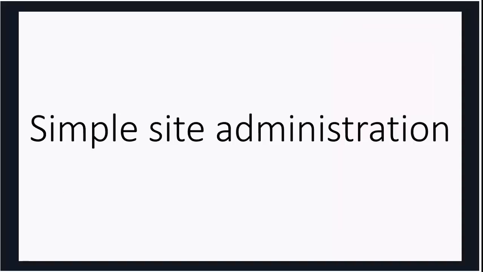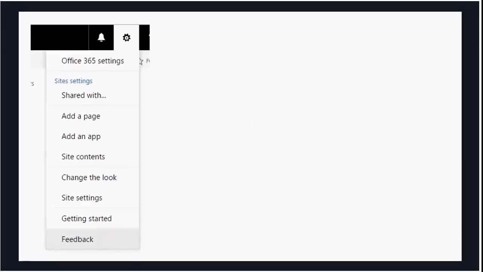Now let's talk about some simple site administration. How do we do some basic site administration? Well, the way that we do that is we go to the cog in the top right corner of our SharePoint site and we select that. Once we select that, we should see a menu displayed, and the menu option that we need to select here is called Site Settings.